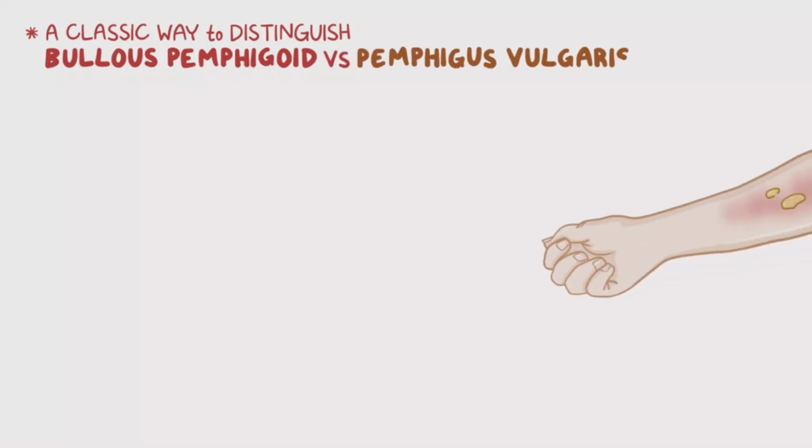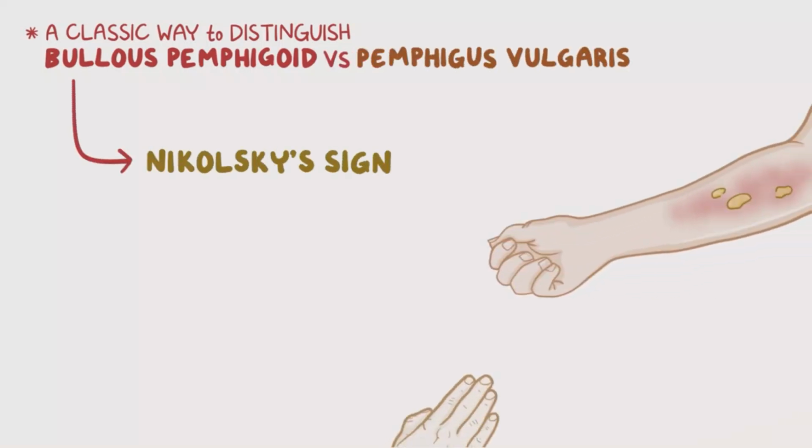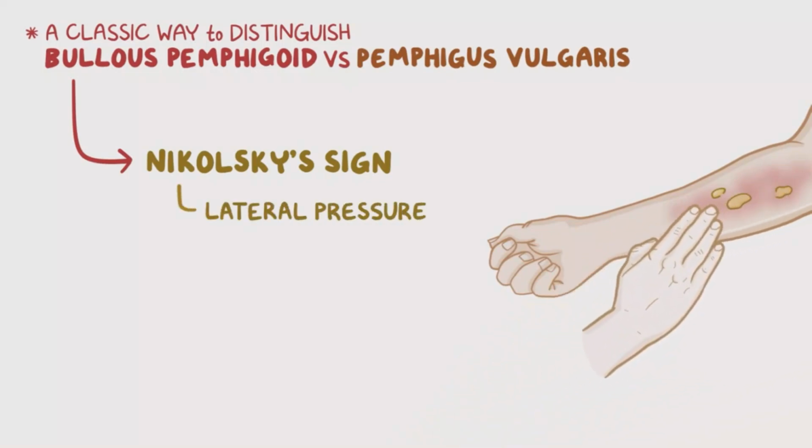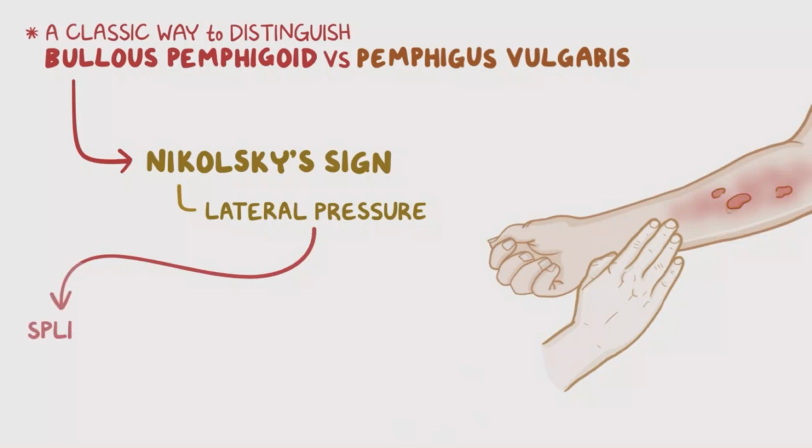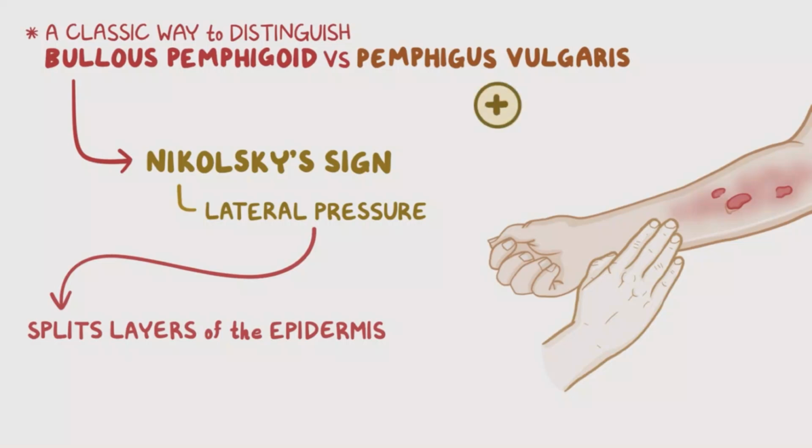A classic way to help distinguish bullous pemphigoid from other skin diseases, like pemphigus vulgaris, is the Nikolsky sign, which is when lateral pressure is applied to the lesion and it causes a split to form between the upper and lower layers of the epidermis. In bullous pemphigoid, the skin doesn't split. Pemphigus vulgaris will have the Nikolsky sign, but bullous pemphigoid won't.